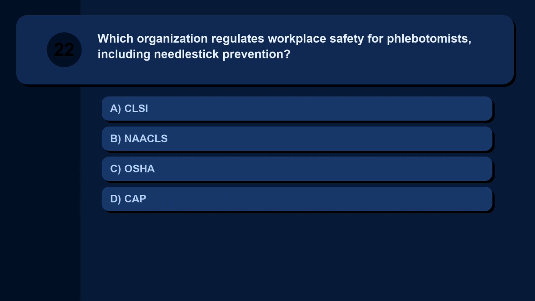Question 22. Which organization regulates workplace safety for phlebotomists, including needle stick prevention? CLSI, NAACLS, OSHA, CAP. OSHA, Occupational Safety and Health Administration, sets and enforces workplace safety standards, including the blood-borne pathogens standard and needle stick prevention.